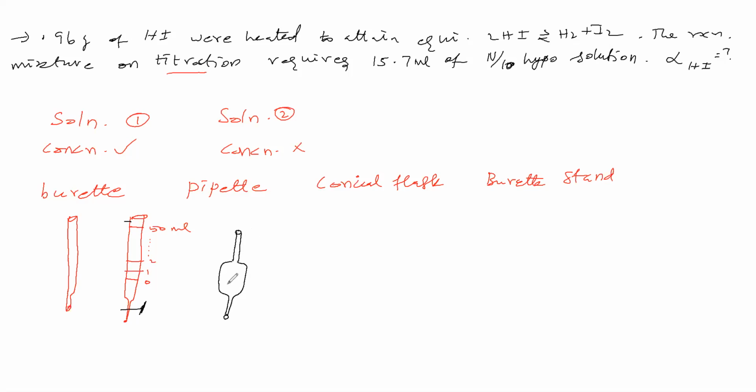First wash the pipette with water. Then rinse this pipette with solution number 2, because solution number 1 we have taken in the burette. Now rinse the pipette with solution number 2. Then in the pipette, your mark will be there. Suppose 20 ml is given: if you take the solution up to this mark, that is called 20 ml of solution. Now it is rinsed, and the rinsed solution is thrown out.